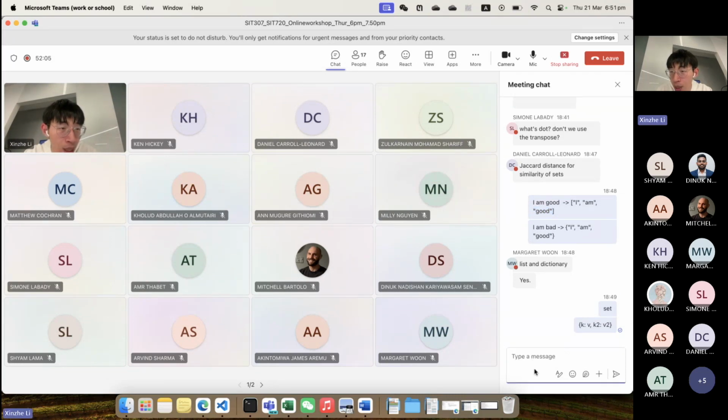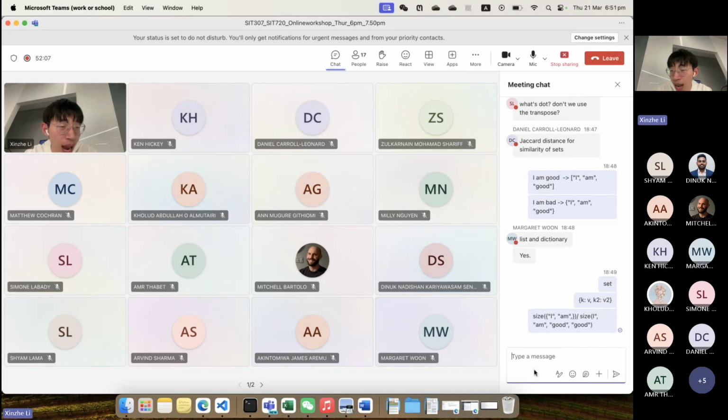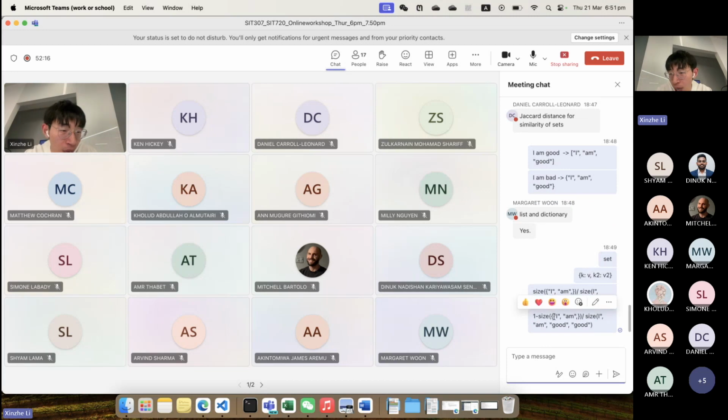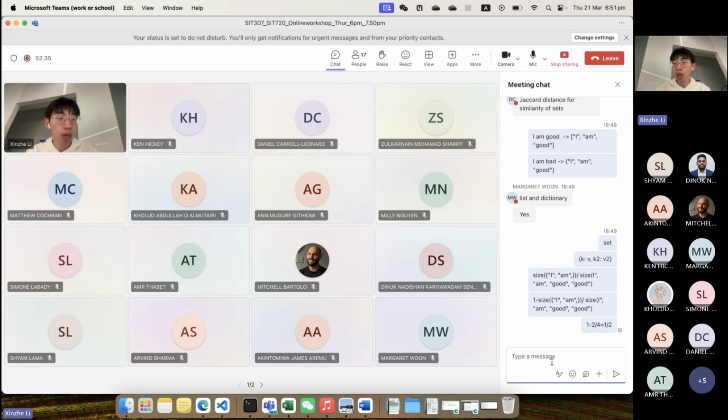So this is the Jaccard similarity. I need to do 1 minus this, so we have the Jaccard distance. Okay, so this is a 2. This is 1, 2, 3, 4. Oh, sorry, here it should be bad, not good. So it should be 1 minus 2 over 4, so it's also 1 over 2. This is the Jaccard distance. Okay.